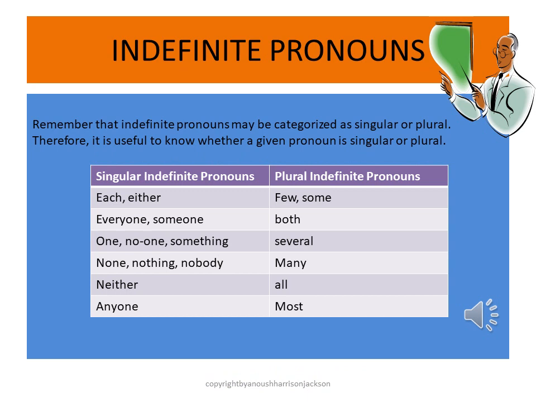Remember that indefinite pronouns may be categorized as singular or plural. Therefore, it is useful to know whether a given pronoun is singular or plural. Singular indefinite pronoun examples: each, either, everyone, someone, one, no one, something, none, nobody, neither, anyone. Plural indefinite pronouns: few, some, both, several, many, all, most.